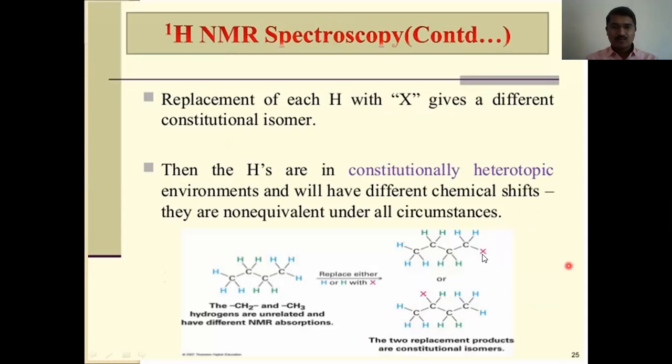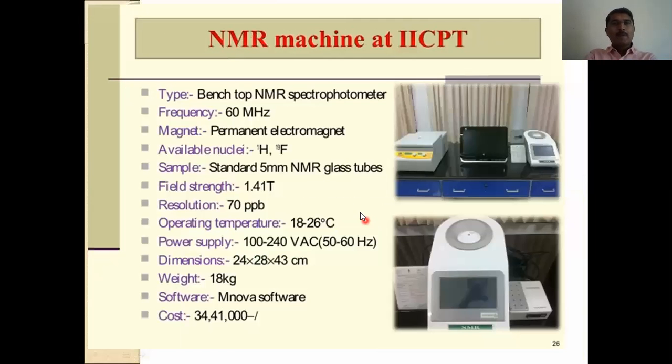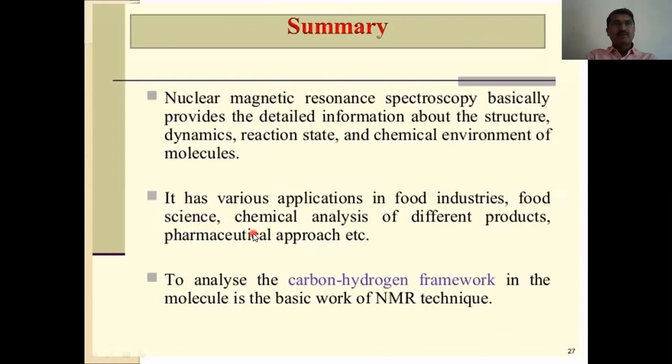You can see here the substitution pattern of hydrogen. Here all protons are non-equivalent. We can easily identify them by the constitutionally heterotopic environment, and they will have different chemical shifts. They are non-equivalent under all circumstances. Okay, NMR machines. This is type, frequency, magnet, field, resolution, orientation. All parameters are here.